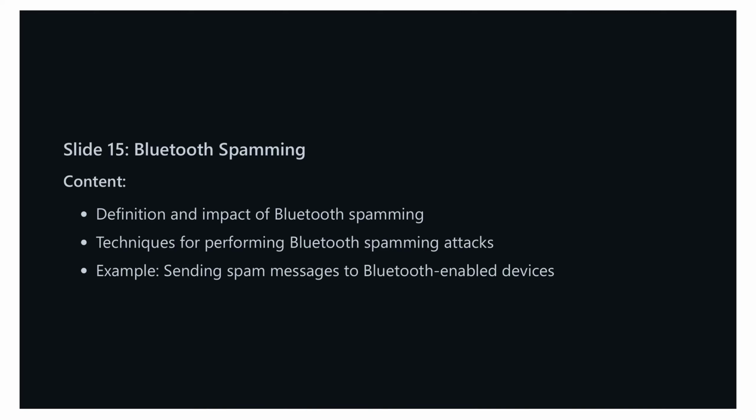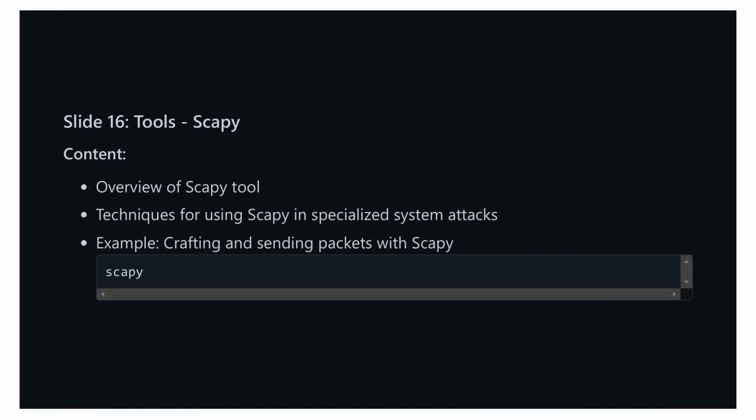Now that we've covered RFID and Bluetooth spamming attack vectors, our next slide will look at the Scapy tool. Scapy is a powerful and versatile network manipulation tool, which can be used to craft and send packets for specialized system attacks. We will delve into an overview of Scapy, discuss some techniques for its use, and provide an example scenario. Continuing from our discussion on Bluetooth spamming, let's delve into one of the essential tools for specialized system attacks, Scapy. Slide 16 focuses on the Scapy tool.